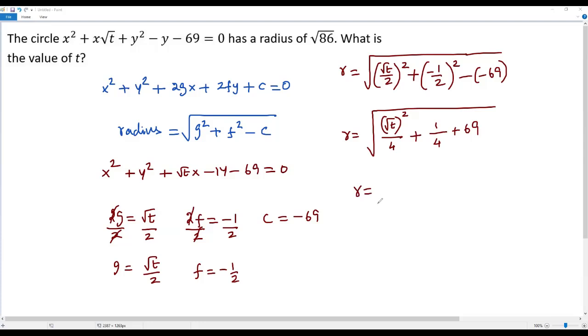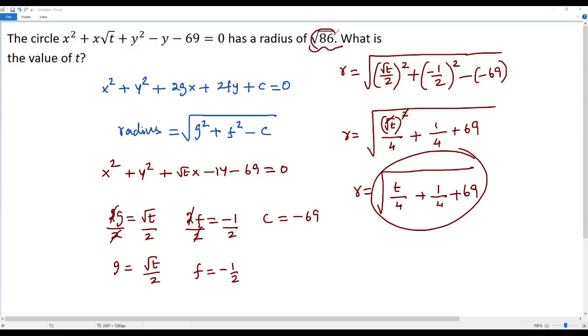And r equals the square root of, and here the square and square root cancel out. I am getting t/4 + 1/4 + 69. Here I got the radius of the given circle, that is √(t/4 + 1/4 + 69). But actually the radius of the given circle is given, that is √86. Both of them represent the same thing, the radius of the circle, so we can equate them.